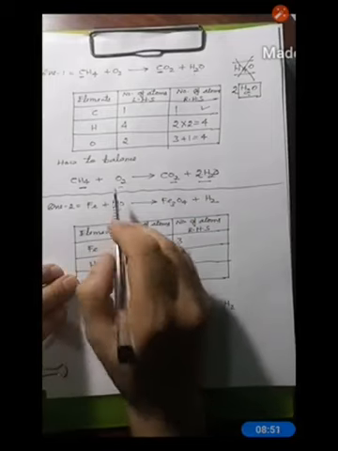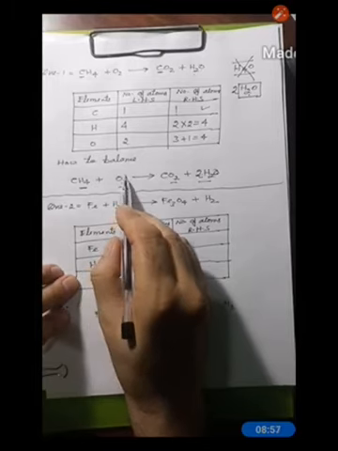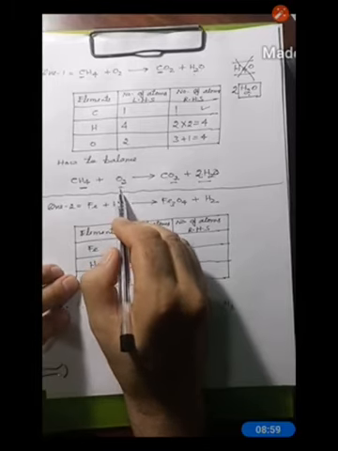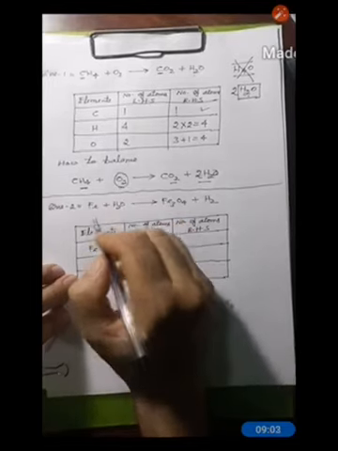Then again we have to make this side also 4 atoms of oxygen. Again I am telling you, when we make this number of atoms 4 here, we don't alter the chemical formula of the oxygen element.